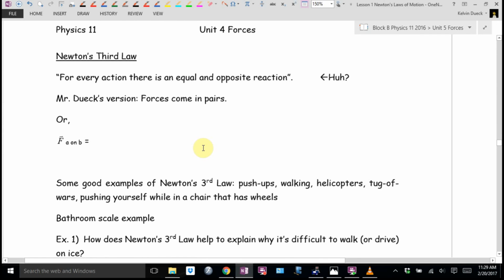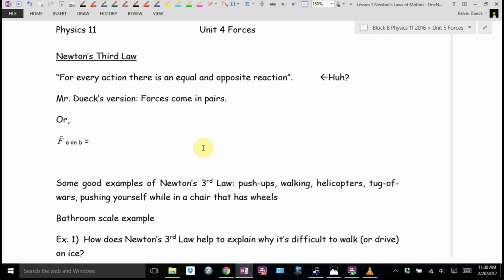Newton's third law. Turn the page. Probably the most misunderstood one. Newton's third says this: for every action there is an equal and opposite reaction. That's typically how it's phrased. And to you I say, huh? Here's Mr. Dueck's version. Forces come in pairs. Forces come in what? Pairs. Newton's third, forces come in pairs.